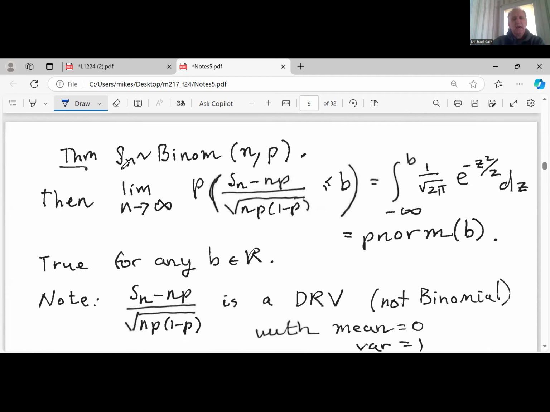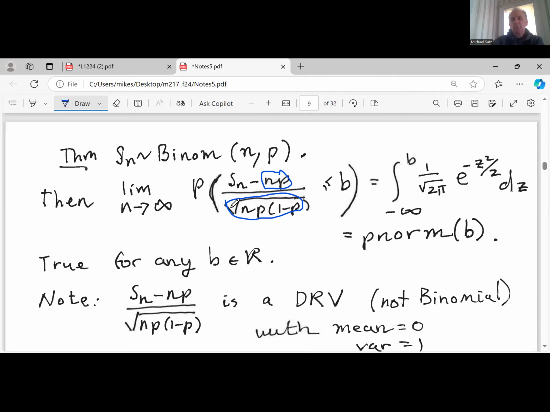Okay. So say I have a random variable Sn. I'm just going to label it Sn because I want to take the limit later, and it's binomial with n trials and probability p of a success on each trial. Then I know that the mean of this is np, right? And I know the standard deviation is the square root of np(1-p), or that the variance of it is np(1-p).